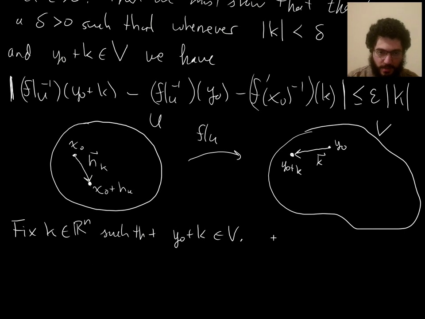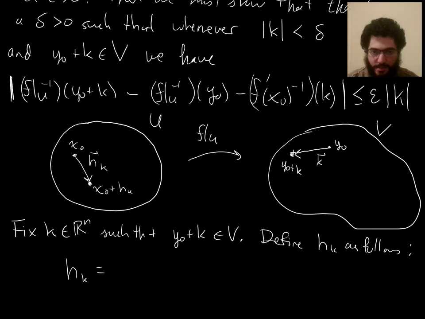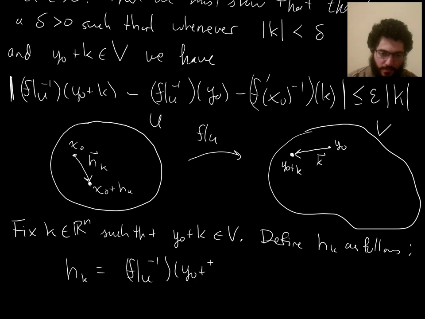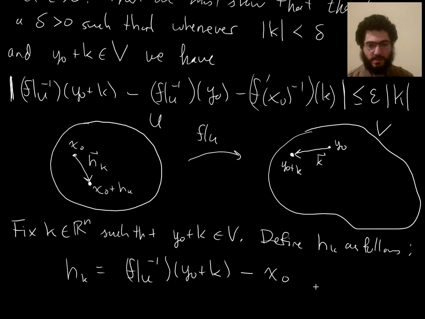And how's this part going to work? Well, for any fixed k, define h sub k as follows. h sub k will be basically this point minus this point, right? That would be the displacement vector there. So what is this point? This is the point that f sends to y0 plus k. So this point is f inverse applied to y0 plus k. So right here, this is this point. And then I'm subtracting x0. So that's h sub k. And by the definition of h sub k, if you add x0 to the other side, you see x0 plus h sub k equals this, which is a point that gets mapped by f to there.